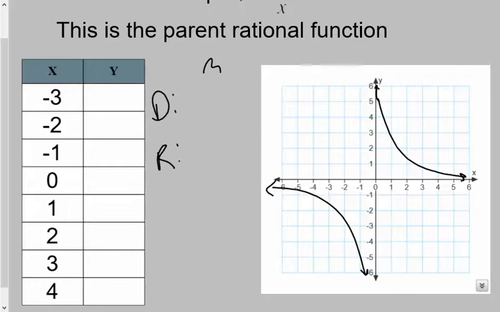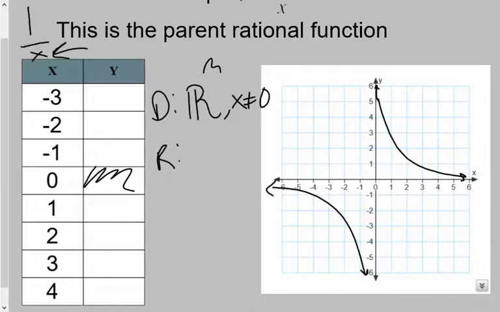So the domain is all the x values, and we can't plug in 0 because 1 divided by 0 doesn't exist, but 0 is the only number that I can't plug in. You can plug in any other number in for x here. So the domain is all reals except for x cannot be 0. It's every x value except for 0.